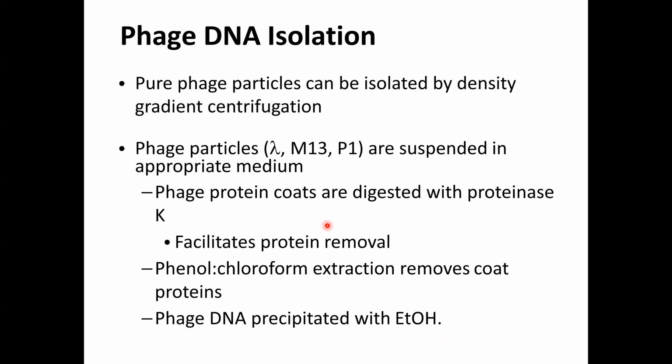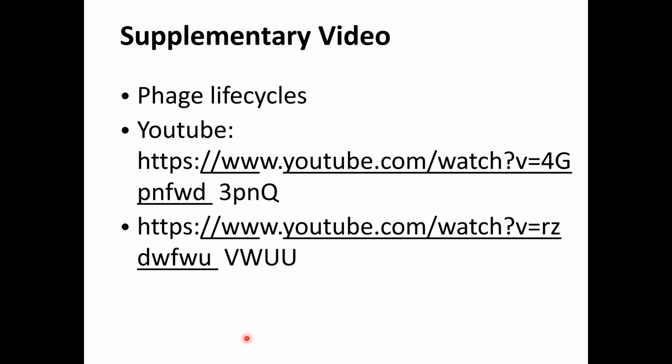Again, class, let's review this. To isolate only the phage DNA, you first add proteinase K to remove some of the protein. Then you add phenol-chloroform to remove the remaining protein, and then you add the ethyl acetate to precipitate your phage DNA. Then you could use this for your experiment.